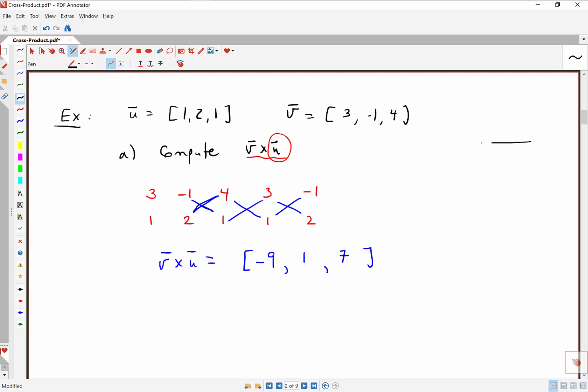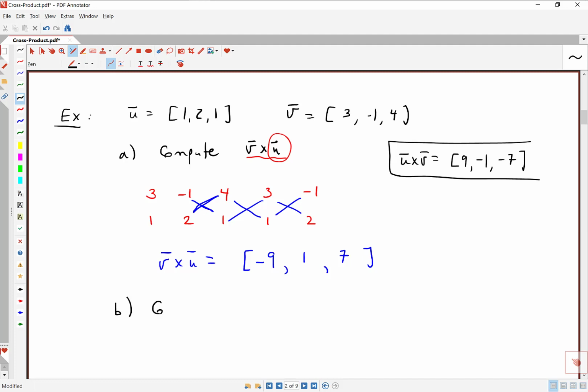Now on the side here, just for reference, I'm going to write the cross product u cross v that we calculated in our first example. We found that to be 9, negative 1, negative 7. So already we might be observing something interesting, that it seems like when we do the cross product in the other order, we just get the negative of the original cross product. So we'll talk about that a bit more in a minute.